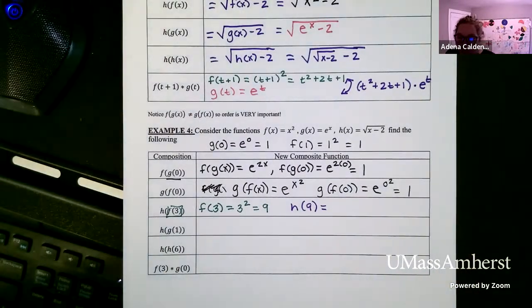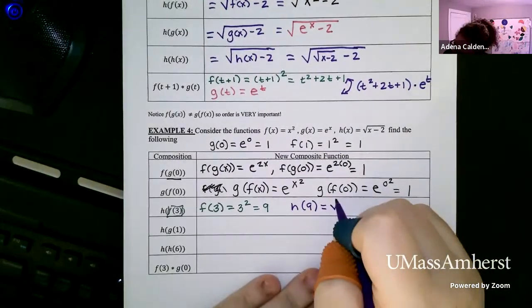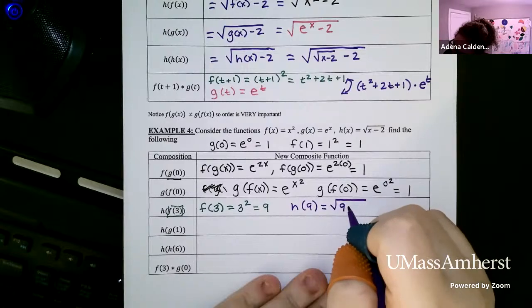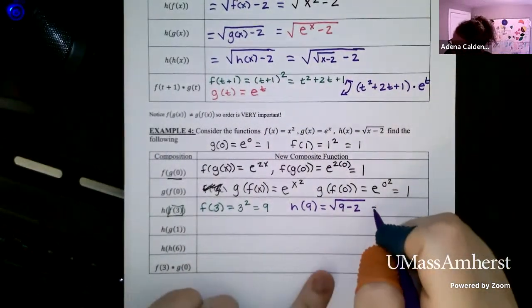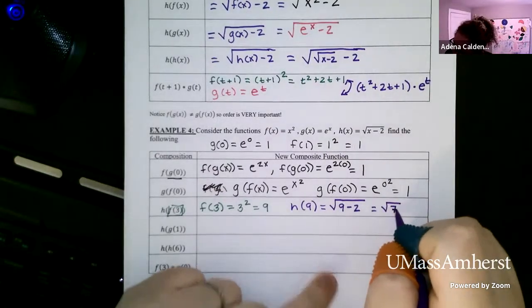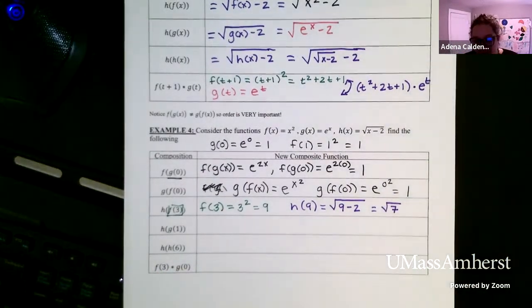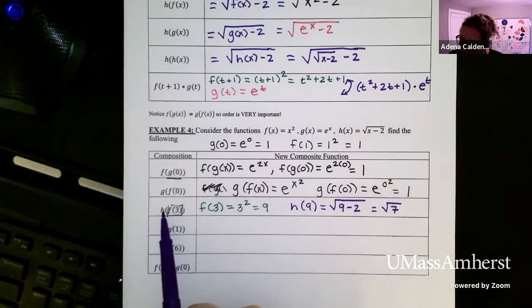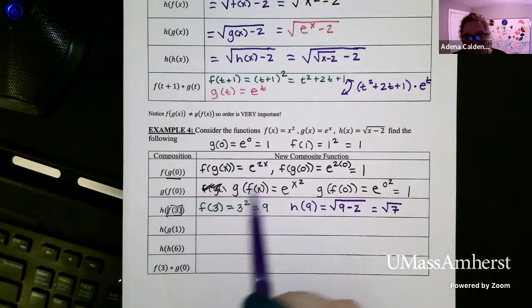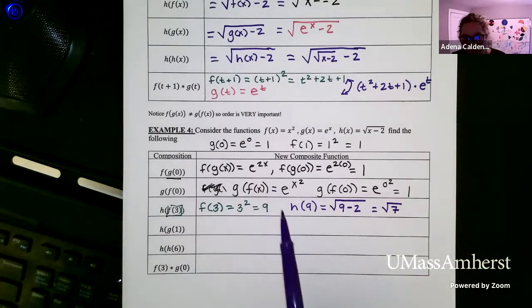So we're going to go to our h function. And then wherever we see an x, we're going to plug in a 9. So we have 9 minus 2. So that's going to give me the square root of 7. Okay, so we started with the innermost, we got that value, we plugged it in, and then we found the outer function at the value we had found for the inner function.